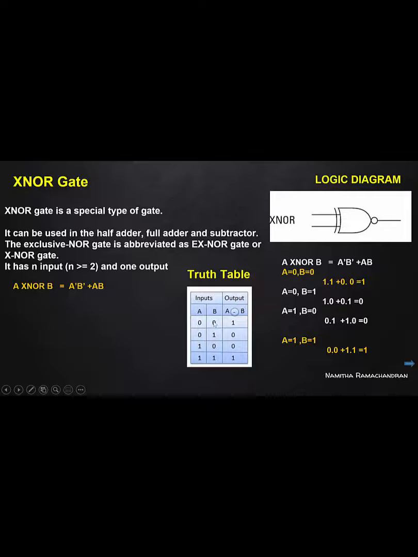For 0, 0, while applying this input value to this expression, here it is 0 complement 1, 0 complement 1. That is 1 and 1 plus 0 and 0. So the final result is 1. Here 1 and 0 plus 0 and 1, 0. Here 0 and 1 plus 1 and 0, 0. If A and B both are equal to 1, then 0 and 0 plus 1 and 1 equals 1. So this is the output of our different input combinations.